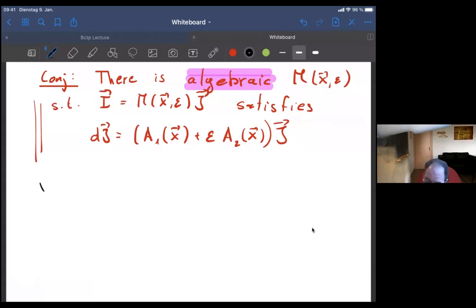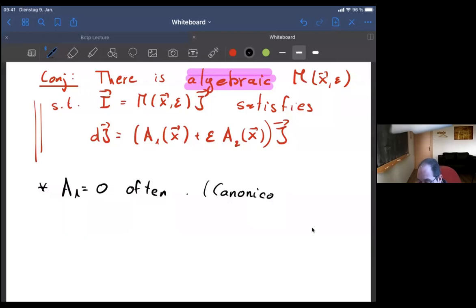So in practice, what is known is that A1 is often 0. And then this is often called the canonical form. Sometimes people also call the form with A1 0 canonical form. It depends on what you look at. When A1 is 0, then of course it's even simpler.